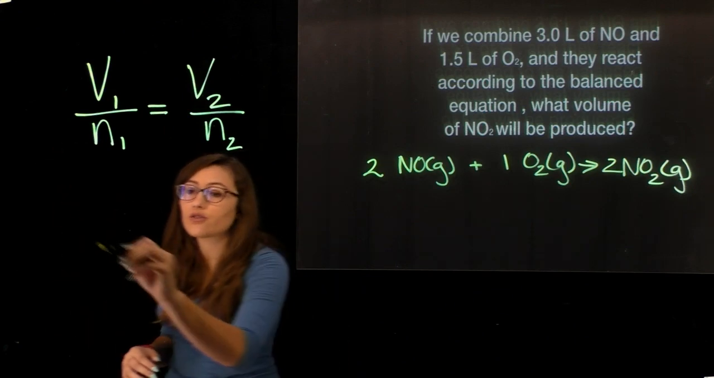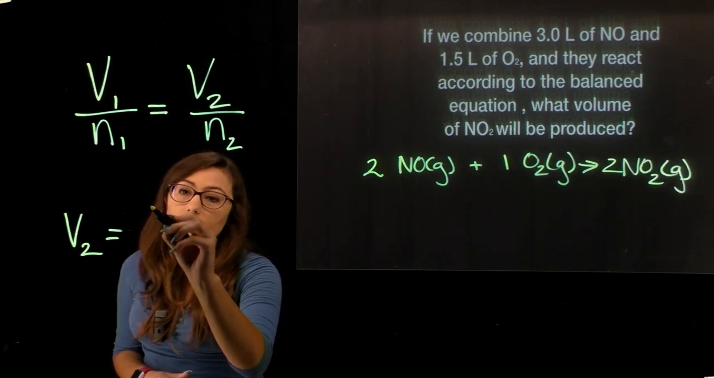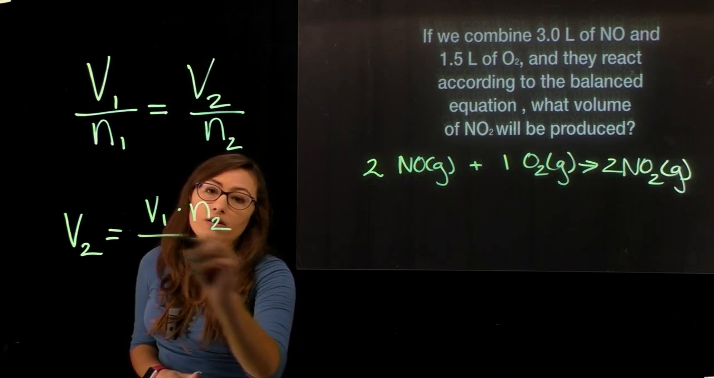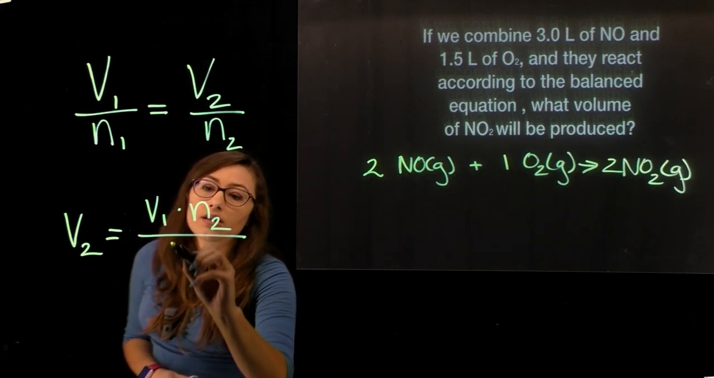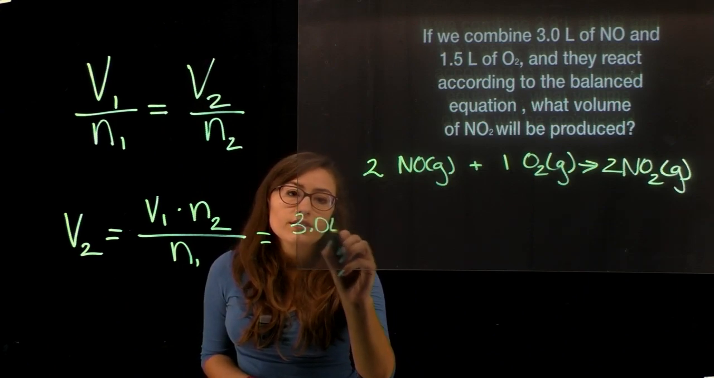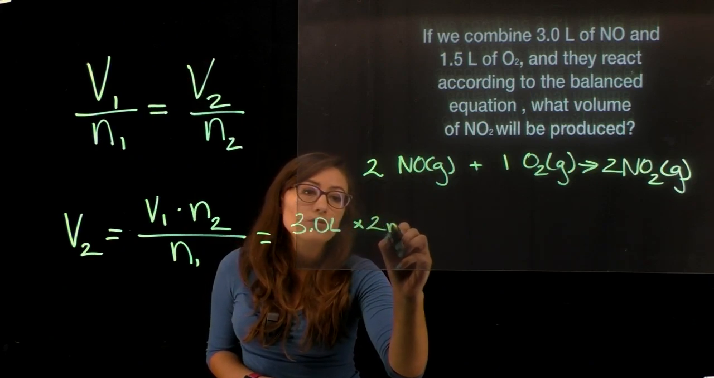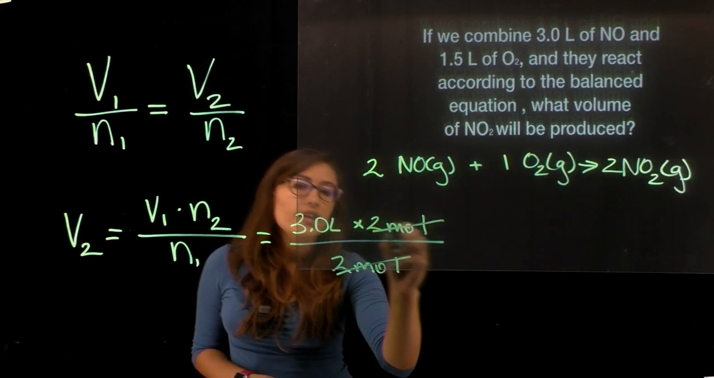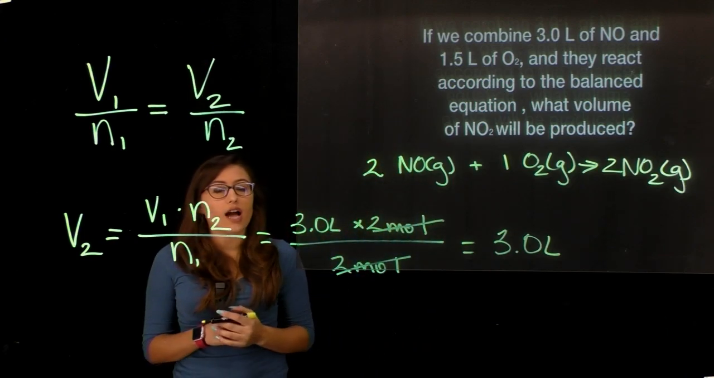So if we go ahead and plug it into this equation, we're going to find out that my volume is not changing. So my initial volume times my number of moles for my final product divided by my initial number of moles. So if we know our initial volume is 3.0 liters, the final number of moles that we're ending with is 2 moles, divided by 2 moles. These cancel out, and we'll be left with 3 liters of nitrogen dioxide.